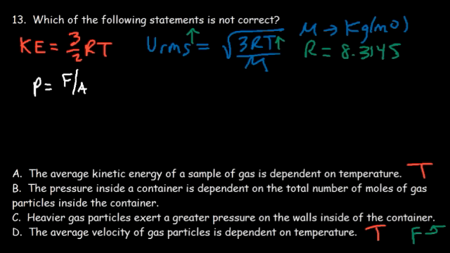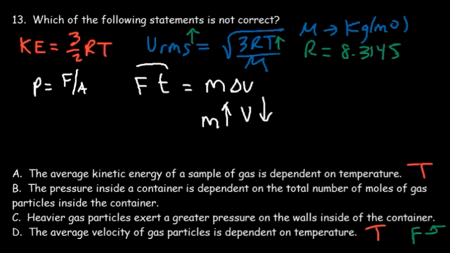If you go into physics and look at the impulse-momentum theorem, the force multiplied by the contact time equals mass times the change in velocity. So assuming that the contact time is the same for a heavy gas particle and a light gas particle, if we increase the mass and decrease the velocity, there's going to be no effect. The impulse, the force multiplied by the contact time, is going to be the same. So you won't have a greater force if the contact time is the same. So therefore, heavier gas particles do not exert a greater pressure.